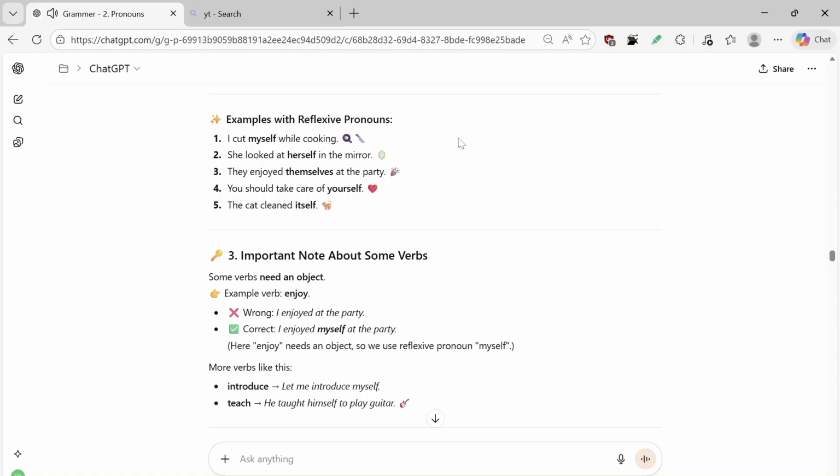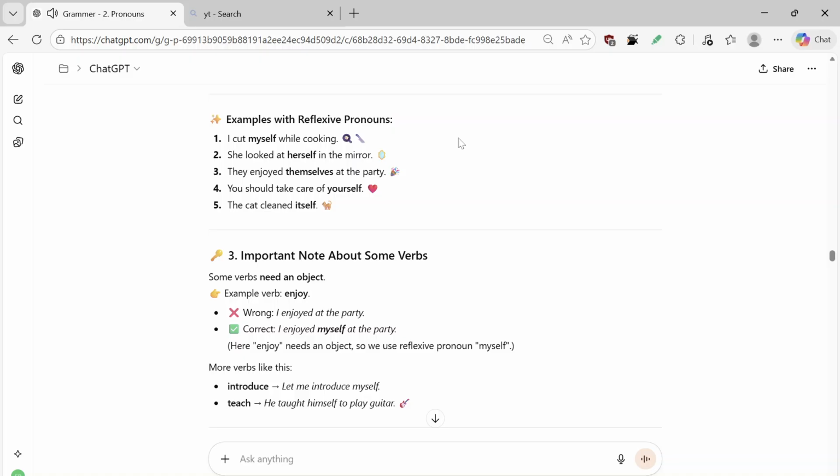Number 3. Important note about some verbs. Some verbs need an object. Example verb, enjoy. Wrong: I enjoyed at the party. Correct: I enjoyed myself at the party. Here, enjoy needs an object, so we use the reflexive pronoun myself. More verbs like this. Introduce: let me introduce myself. Teach: he taught himself to play guitar.